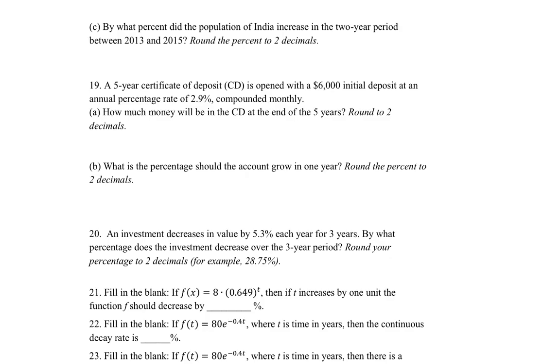Now for part B, the equation we had was P equals 1.22 times 1.0128 to the T. That's just from part A.